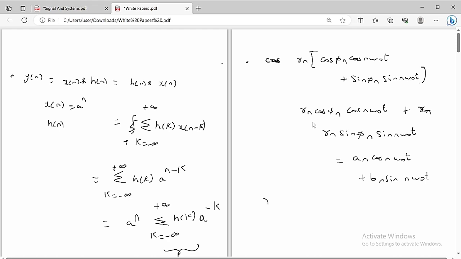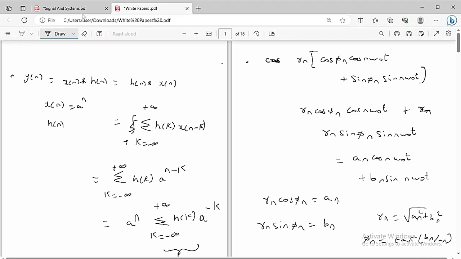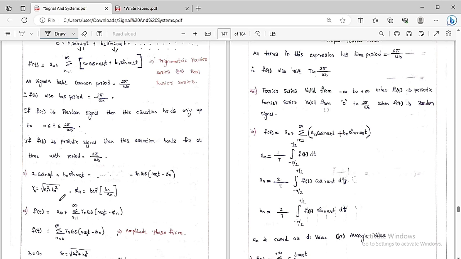So by comparing, we can say Rn into cos phi n is equal to An, and Rn into sin phi n is equal to Bn. Squaring both sides and summing, we finally get Rn is equal to the square root of An square plus Bn square. Dividing equation 2 by equation 1, we get phi n is equal to tan inverse of Bn by An. So this is what I already proved. Therefore Rn is nothing but the square root of An square plus Bn square, and phi n is nothing but tan inverse of Bn by An.